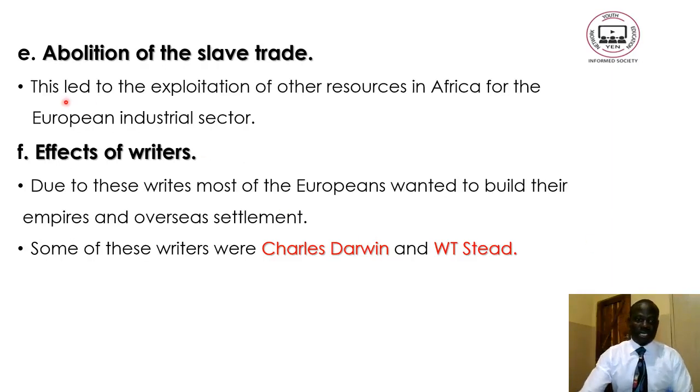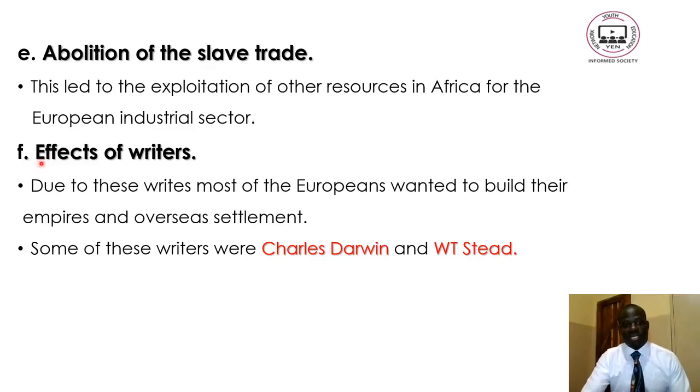Also, under the same social factors, we look at abolition of slave trade. This led to the exploitation of other resources in Africa for the European industrial sector. When slave trade was abolished, it came to an end. Then European countries embarked on looking for other resources in Africa. They wanted to tap resources in Africa that could be used in their industries.